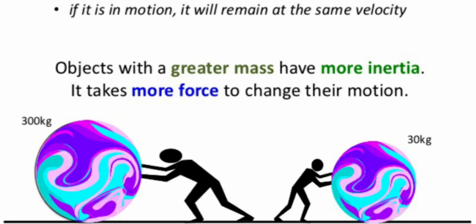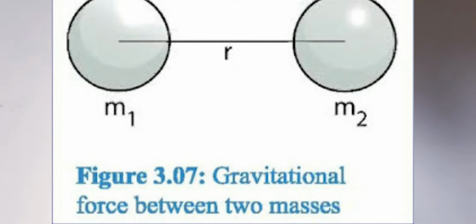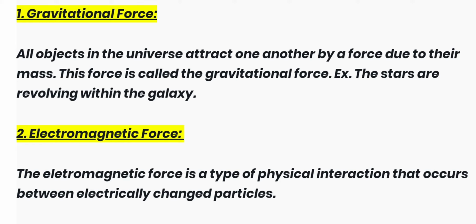So there are actually only four fundamental forces. Number one is the gravitational force. All objects in the universe attract one another by a force due to their mass. This force is called the gravitational force. For example, stars are revolving within the galaxies, moving around that.